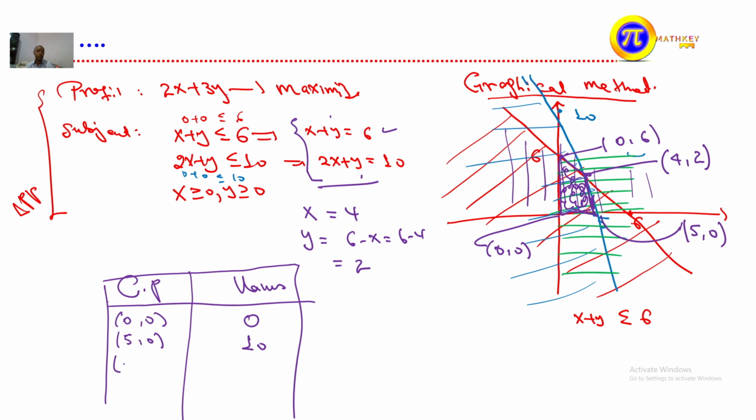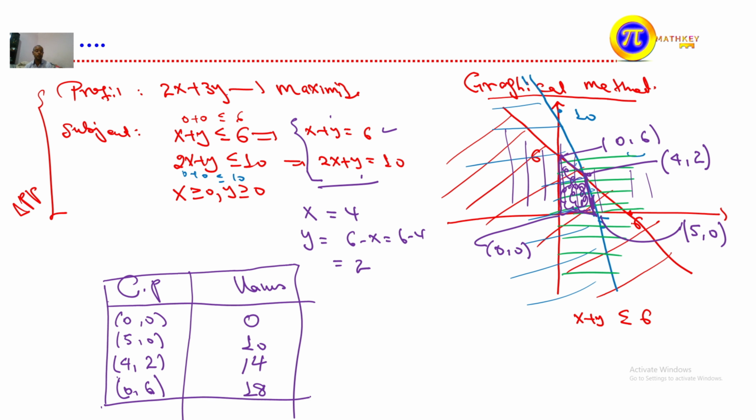We'll take the next one, 4 and 2. Here x is 4 and y is 2. That means the intersection of the two lines. 2 times 4 is 8, plus 3 times 2 is 6. 8 plus 6 is 14. Last one, the last corner, you have 0 and 6. You have 4 vertices. So here it is 0 and 6. By substituting 0 for x, 2 times 0 is 0, plus 3 times 6 is 18.